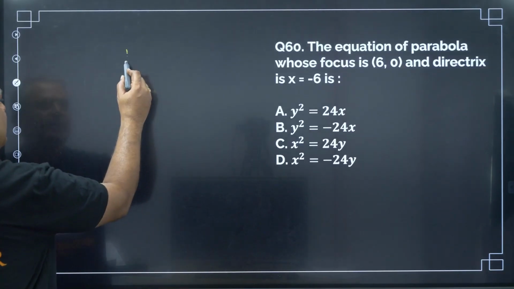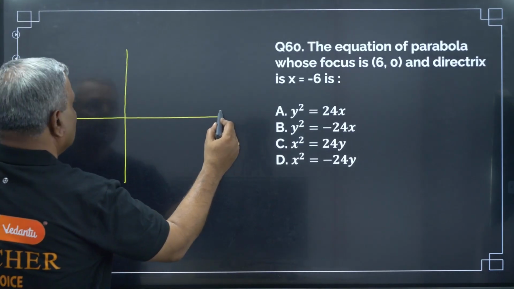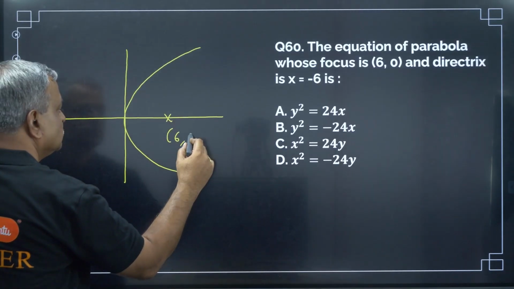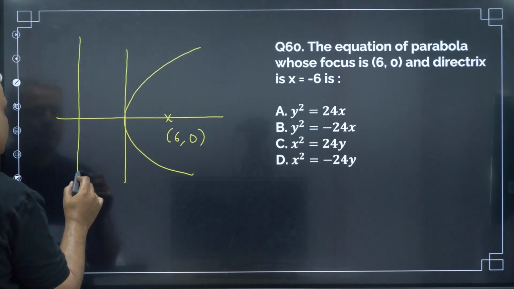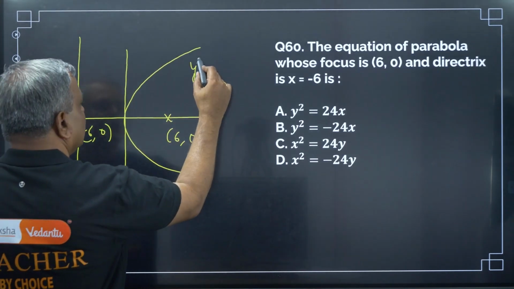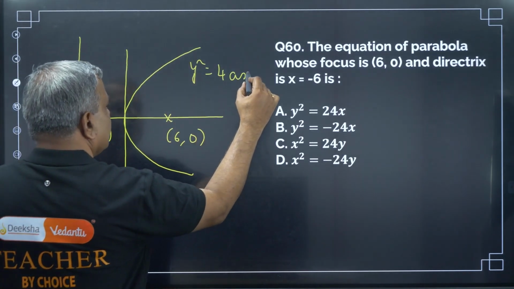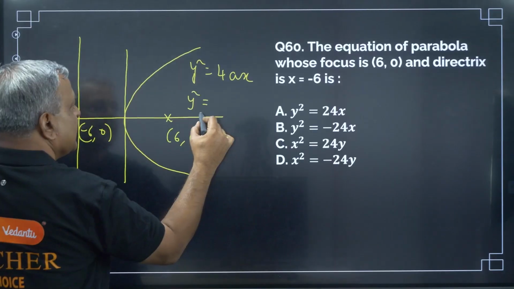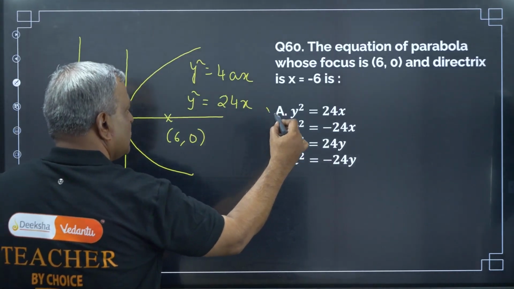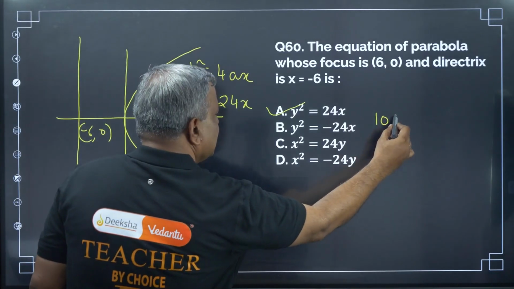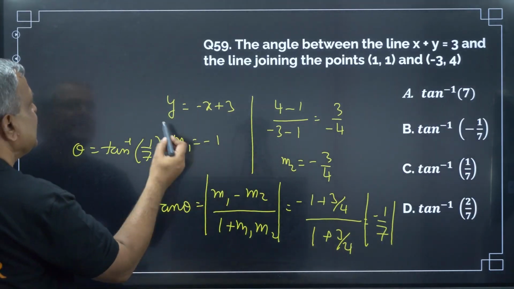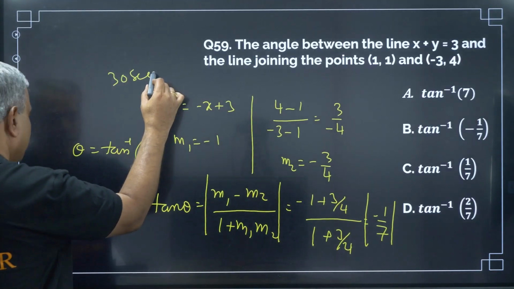60, very simple one. Because the focus is given already, 6, 0, and directrix is given as x equal to minus 6. So the standard result is y square is equal to 4ax, and a is given as 6, so 4 sixes are 24x. Okay, y square is equal to 24x. It hardly takes 10 seconds, just an observation. The previous question will take hardly 30 seconds.